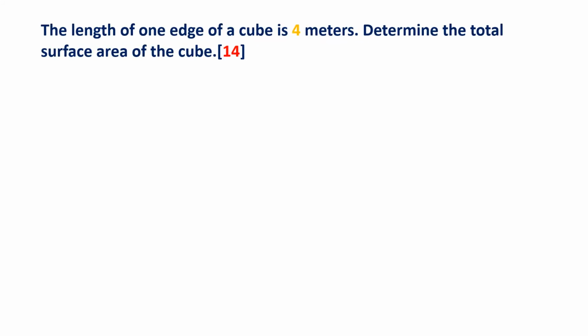Now let us see that problem. The length of one edge of a cube is 4 meters. Determine the total surface area of the cube. And you all know the total surface area of the cube is 6 times x square, if x is the length of one edge of a cube.